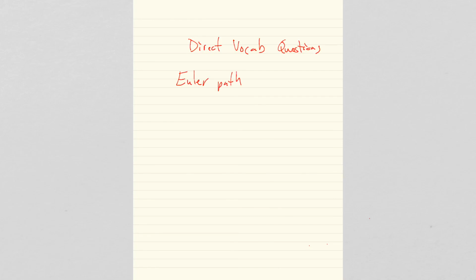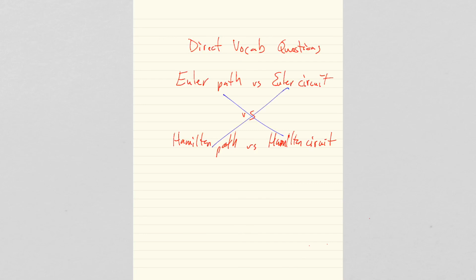So Euler path versus Euler circuit versus Hamilton path versus Hamilton circuit. Okay, so we have 4 concepts here. How are they related? What are their differences? If you see a definition written out, would you know the difference between whether it's a circuit, and if it's a circuit, what type of circuit? Is it Euler or Hamilton?